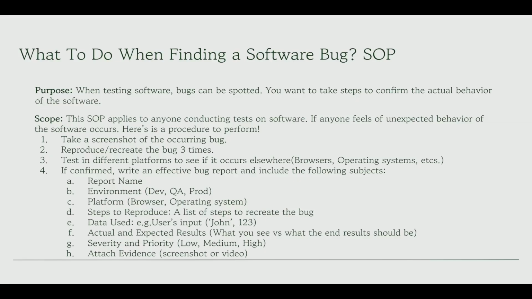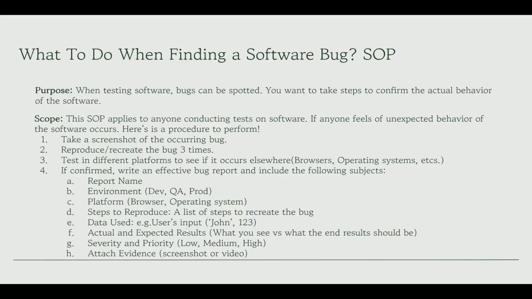Step 4, if confirmed, write an effective bug report and include the following subjects. And I did add some subjects here, as you can see: report name, environment, platform, steps to reproduce, data used, actual and expected results, severity and priority, and finally attach evidence to support your report of what was witnessed.